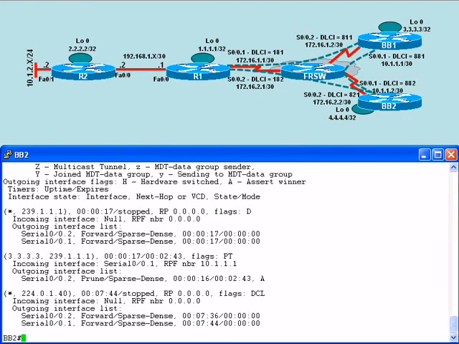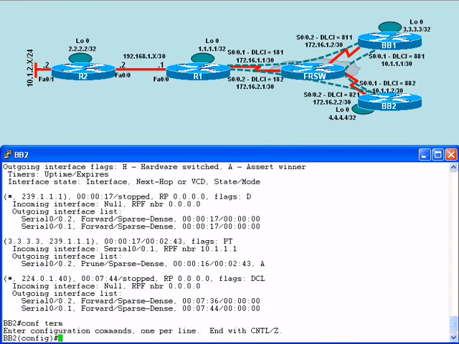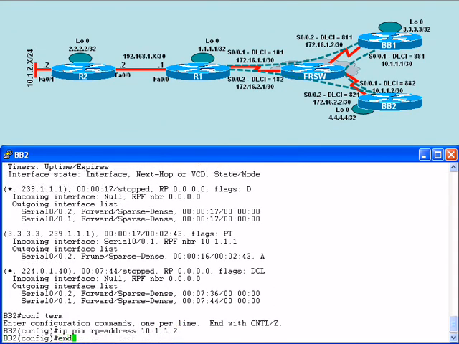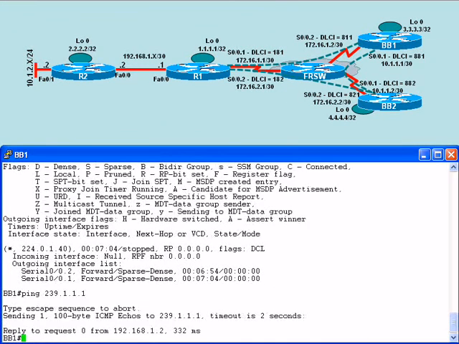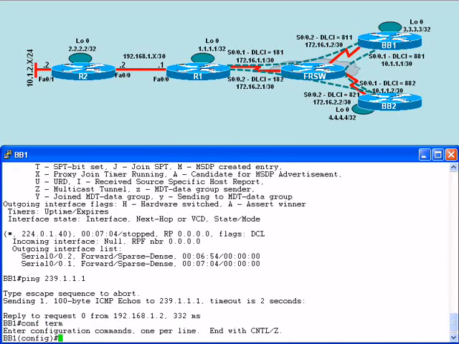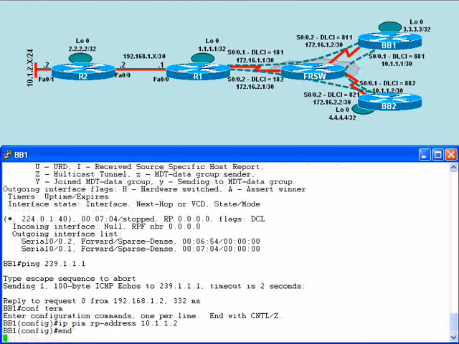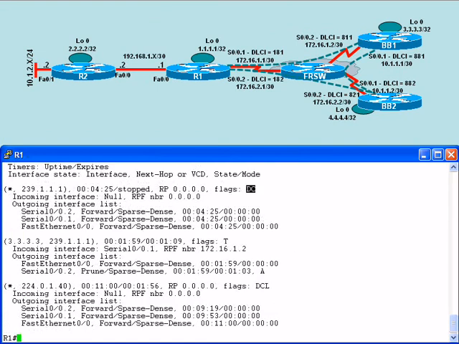Let's tell all the routers about that address. We'll begin over on router BB2. In global configuration mode, let's say IP PIM RP-address, and we give that IP address, 10.1.1.2. We give the same command for the remaining routers. On BB1, we go into global config and we say IP PIM RP-address 10.1.1.2. We do the same thing on router R1.